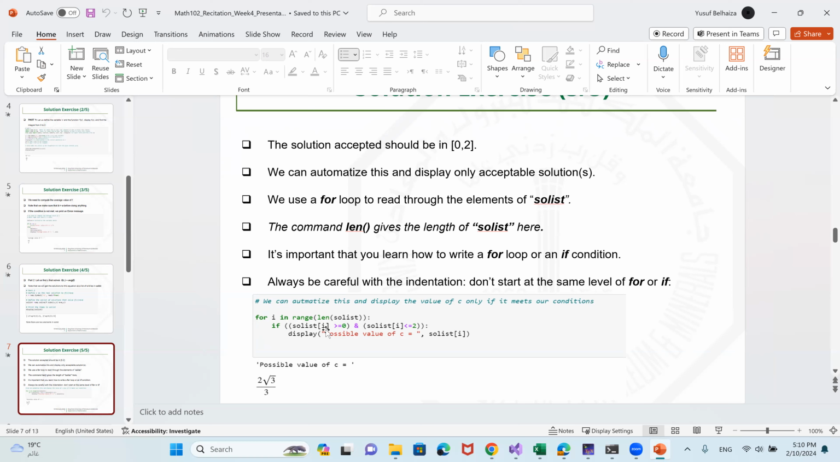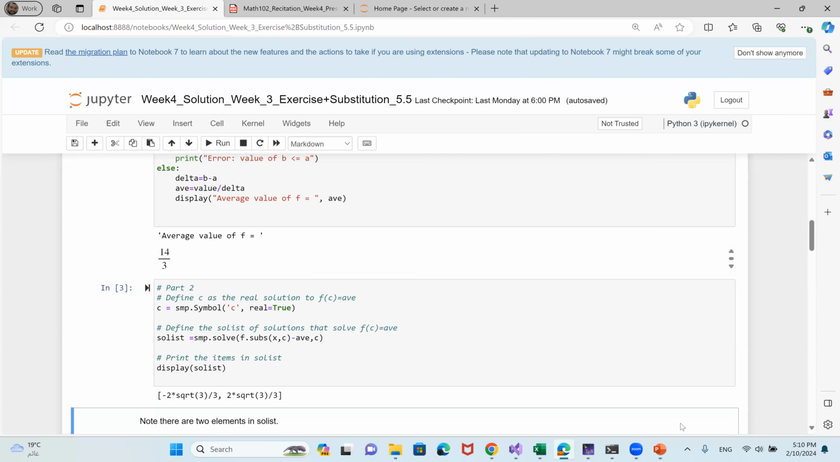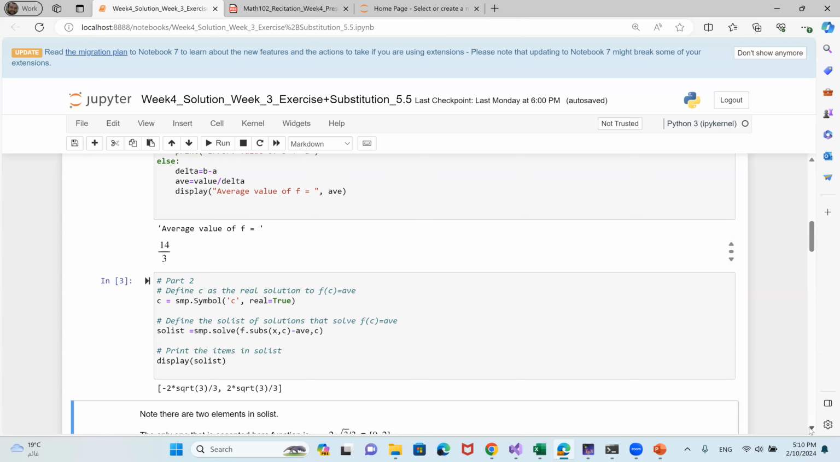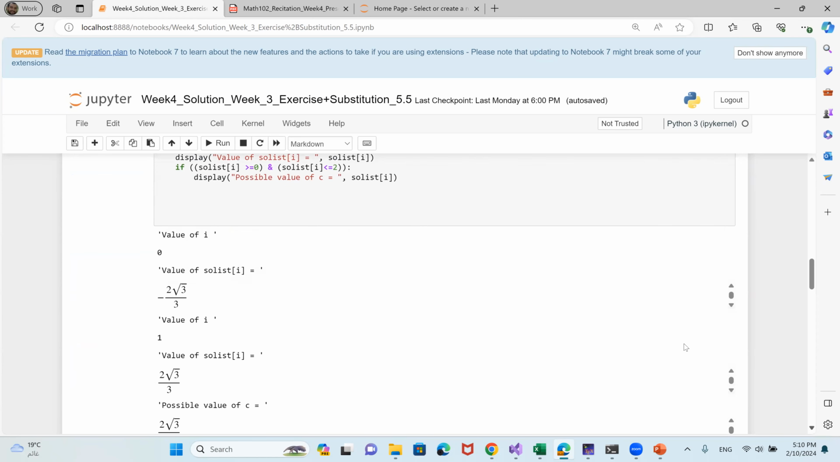We'll start with the first element. The condition is not satisfied because it's negative. The second element, which is 2 square root of 3 over 3, is between 0 and 2, of course, so we'll display it. We will display the possible value of c, which is sol of i. This way we have direct access to the value that is inside the interval, and that's what we needed. So the code part is here, and here's the implementation, and that's the for loop we have.